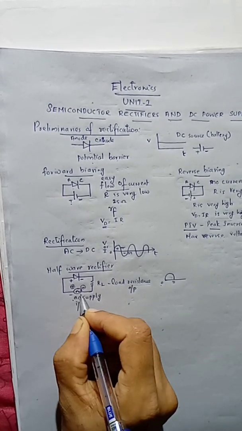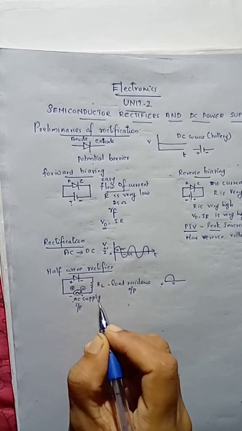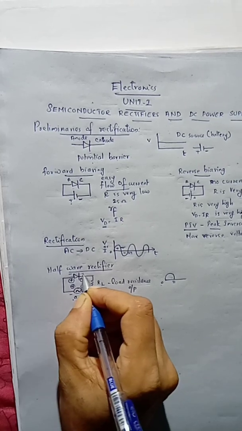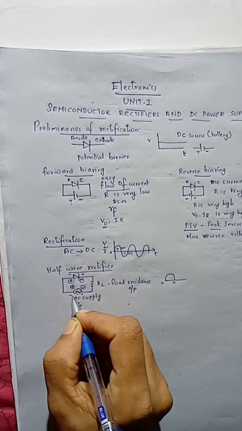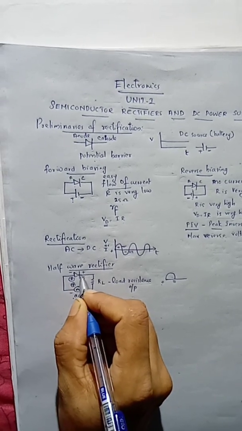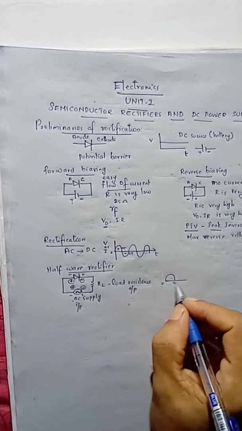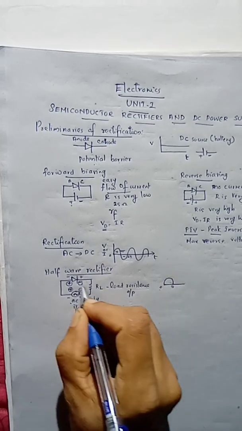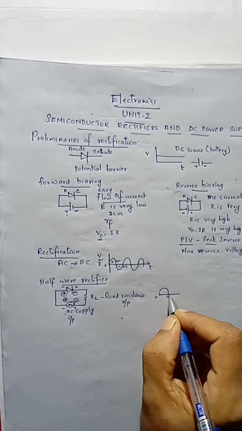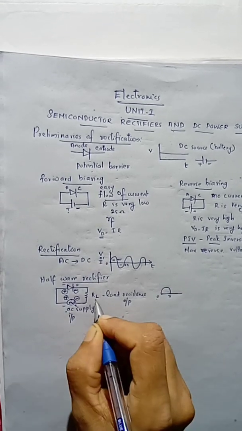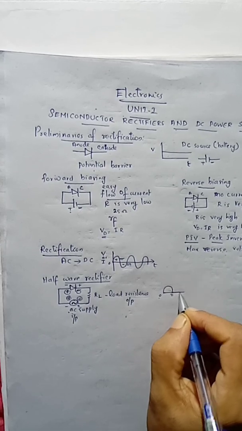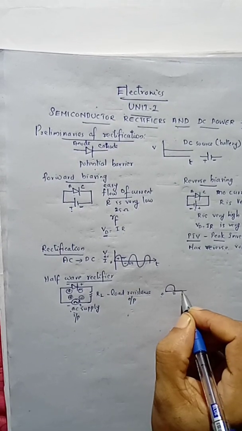Now after a particular time interval, the polarity suddenly changes like this. This end becomes negative and this end becomes positive. So the polarity at the diode also changes. Here the negative is connected to the anode and the positive is connected to the cathode. So the diode is reverse biased. So practically there is no current flowing through the load resistance, and if we take the voltage across the load resistance, there is no practical voltage or current across the external load resistance.